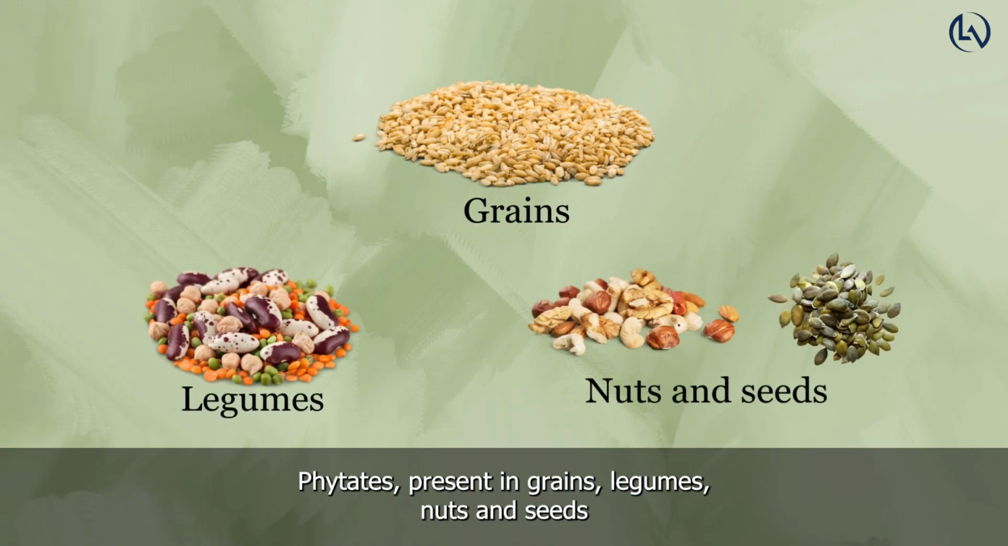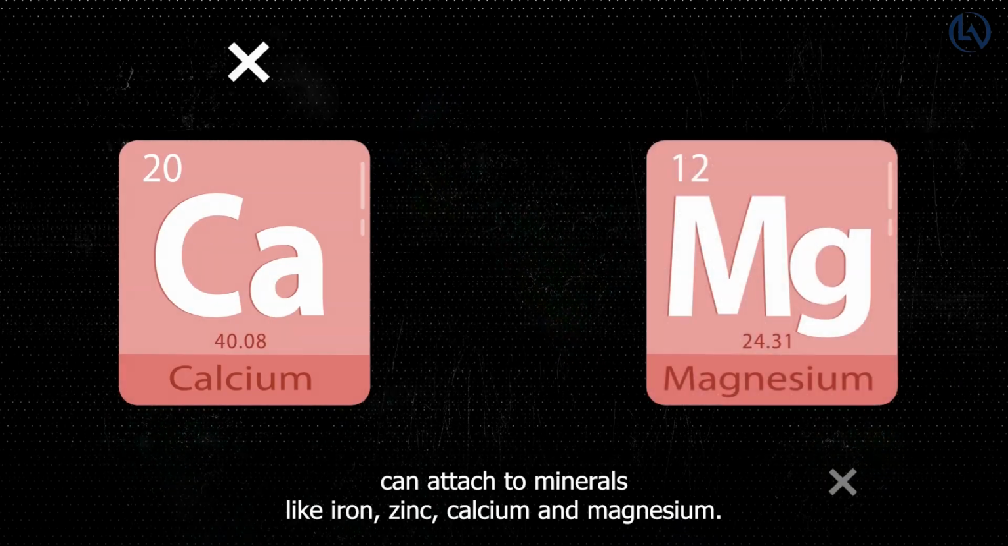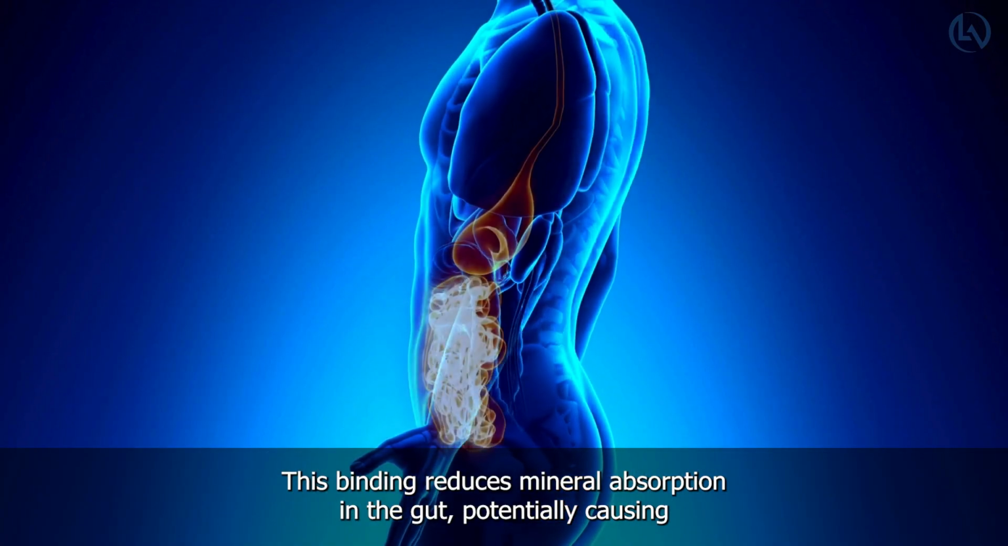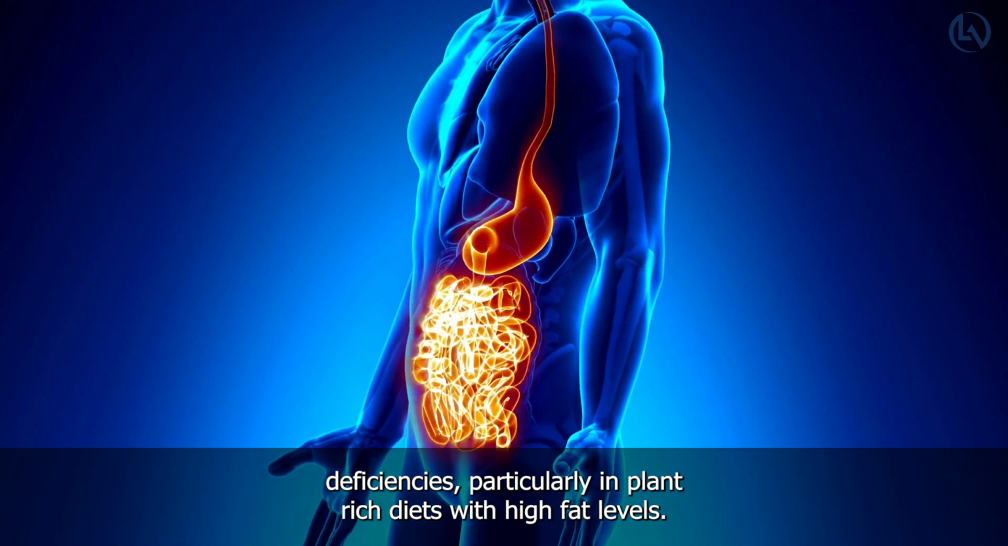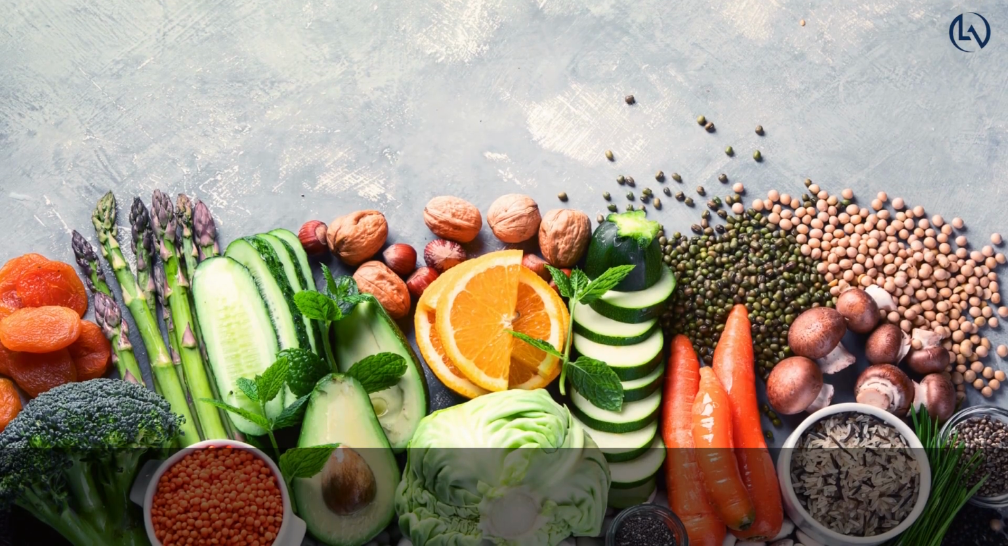Phytates, present in grains, legumes, nuts, and seeds, can attach to minerals like iron, zinc, calcium, and magnesium. This binding reduces mineral absorption in the gut, potentially causing deficiencies, particularly in plant-rich diets with high phytate levels.